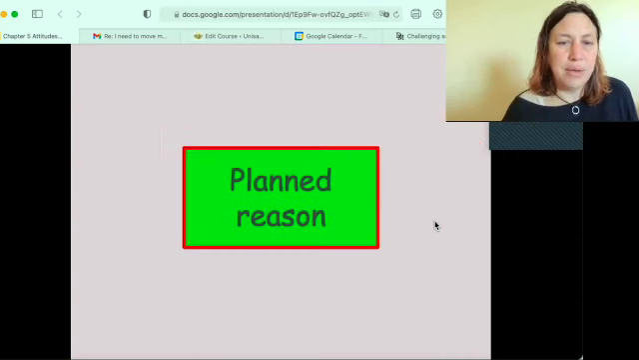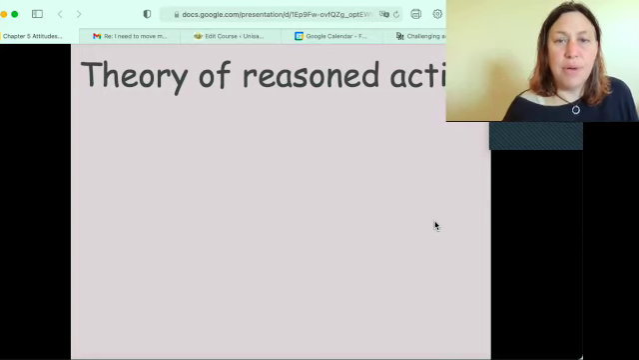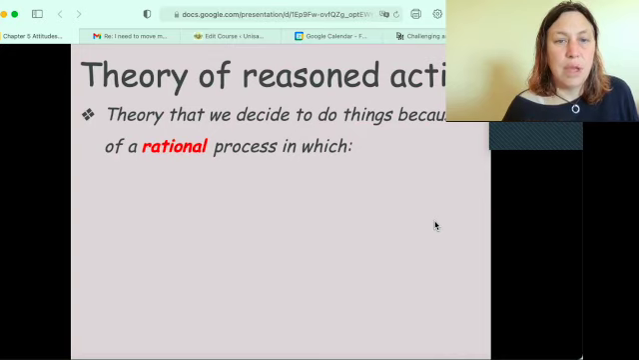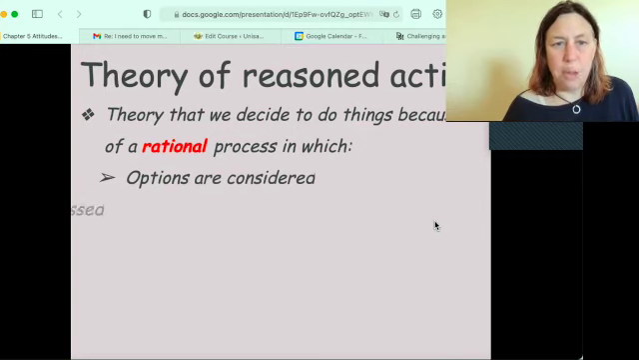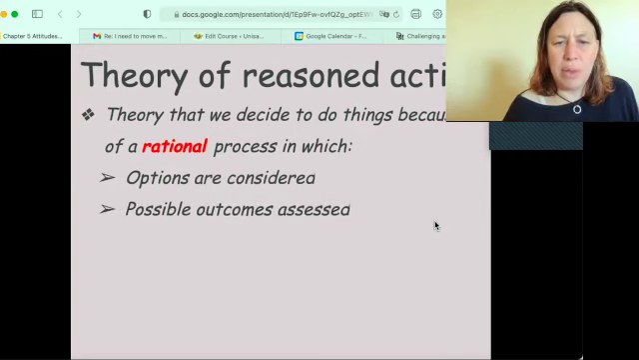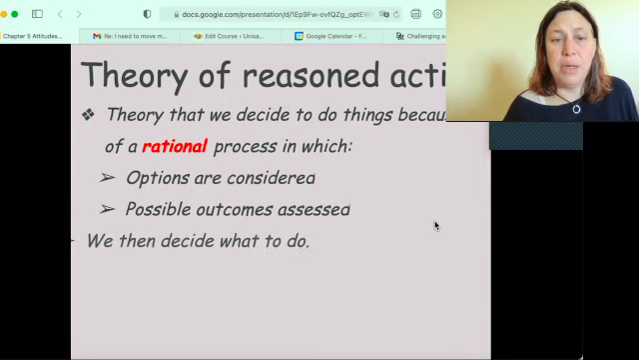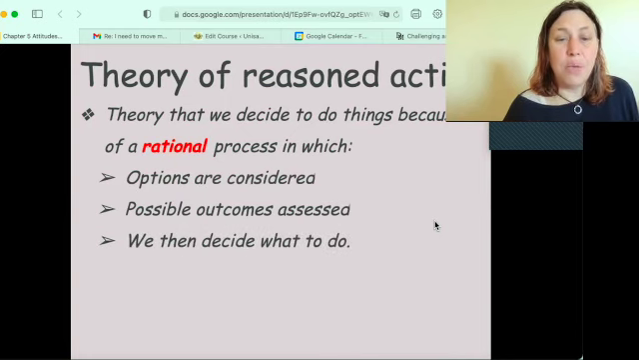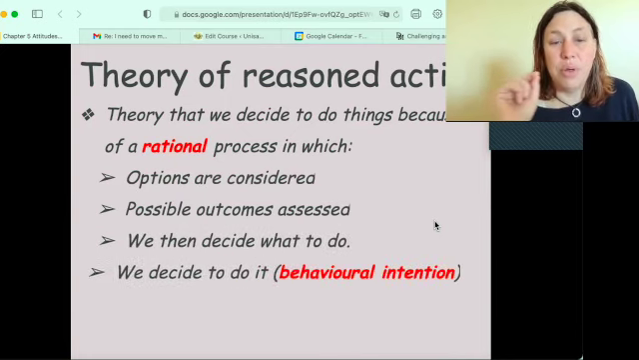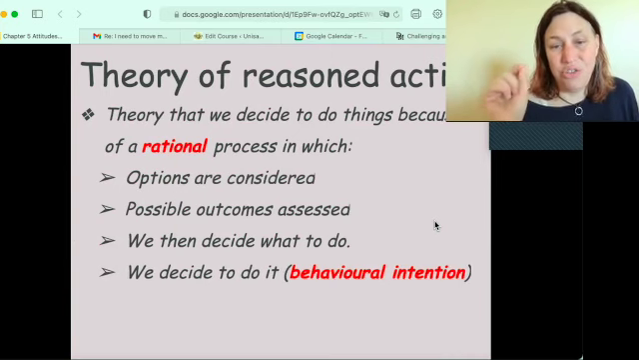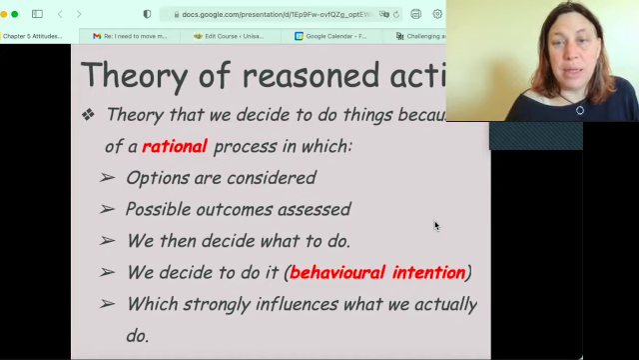Okay, let's look at planned reason, the theory of reasoned action. We decide to do things because of a rational process in which we consider the options, we think about the outcomes that might come to be, we then decide what to do, and not only that, we decide to do it, we set the intention to behave. And from that, most likely that behavior will arise.